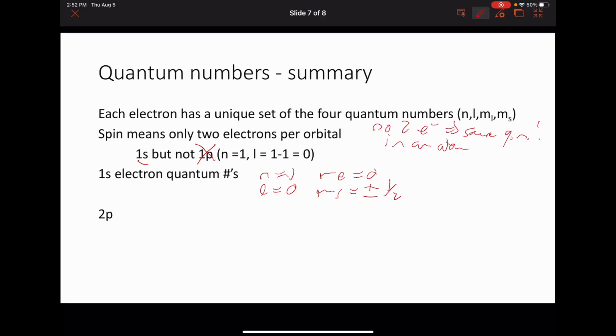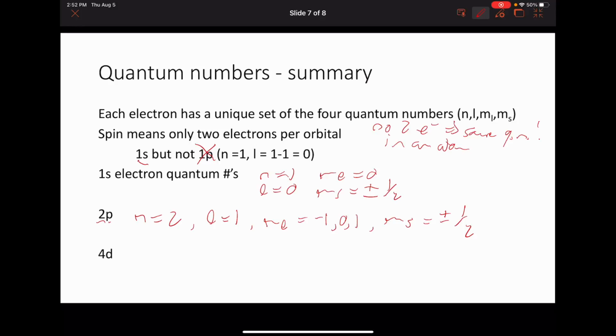You could do the same thing for 2p. It already tells us that's n equals 2, right? Because this is the n right there. And then p tells us this is L equals 1. And then m sub L is equal to minus 1, 0, and 1, because we know that's always the case for the p orbitals. We have 3 p orbitals. And in each one of those orbitals, we can have 2 electrons, one with a plus half and one with a minus half spin quantum number.